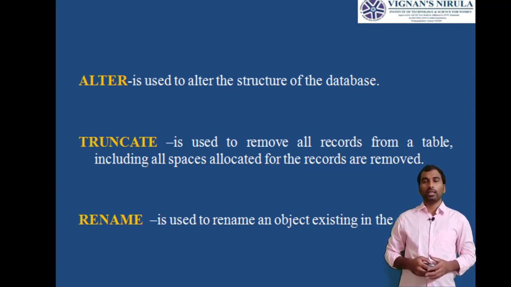The next command is truncate. The truncate command is used to delete all the rows in a table, and the space allocated for those rows is also removed from the table. Next one is rename. The rename command is used to rename a table from its old name to a new name. So these are the different types of commands available in DDL.